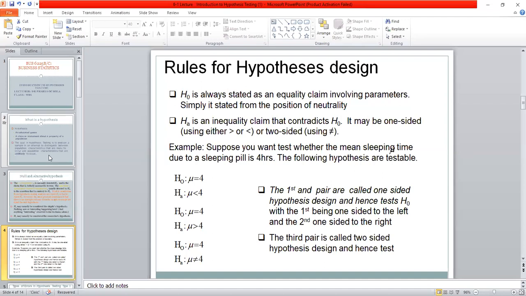Well, the third one there is called a two-tailed hypothesis design, which essentially means that you're using both tails of the normal distribution curve. And again, you'll see how that works. That's part of the reason why we did normal distribution.